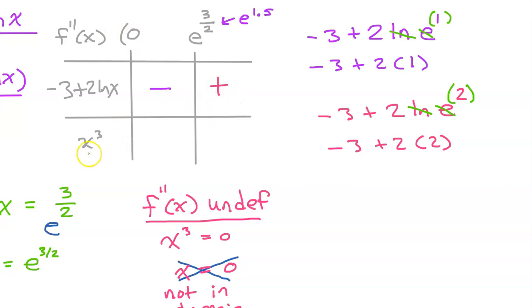Glancing at the second row, x to the 3rd power, remember that we are only dealing with values of x that are greater than 0. So x to the 3rd power will be positive in both intervals. That means that the overall sign of f double prime will be negative in the first interval and positive in the second interval. So we can see that f double prime does change signs at e to the 3/2 power, which means that there is a point of inflection at x equals e to the 3/2 power.